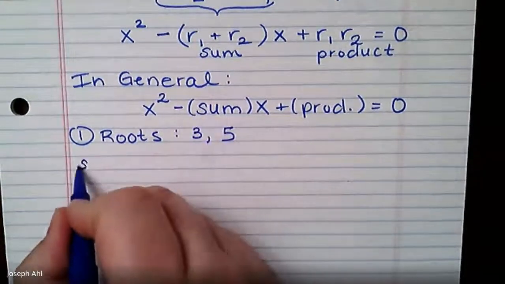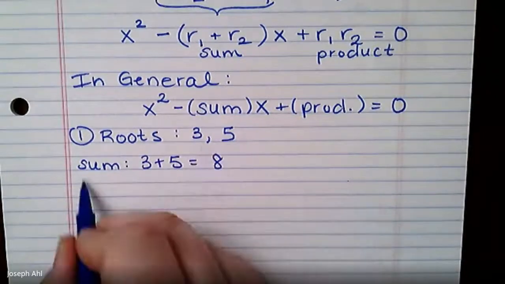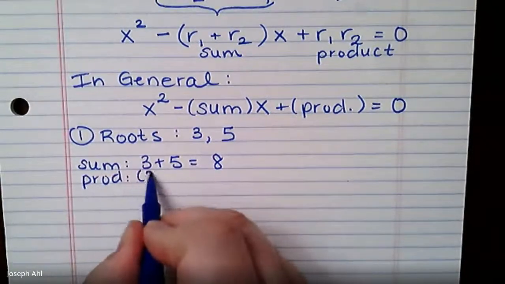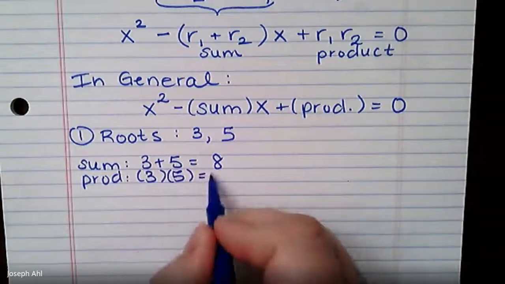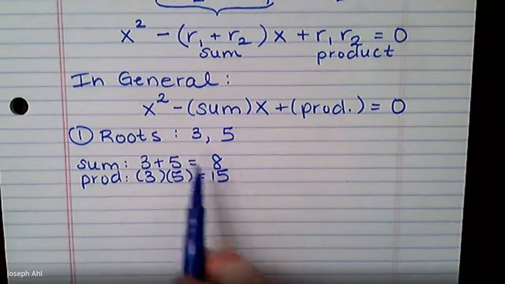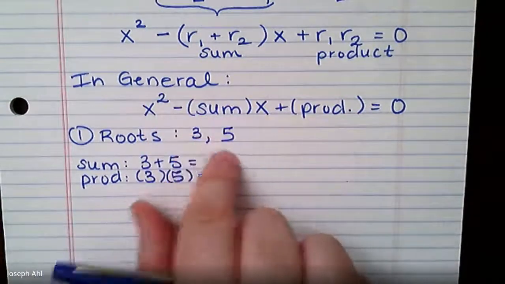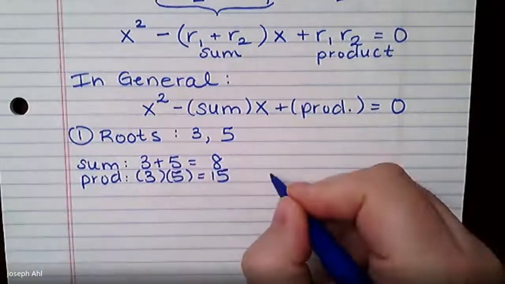Well, if I really quickly off to the side find the sum of the roots, 3 plus 5, that's 8. And also find the product of the roots, 3 times 5, which is 15. What I'm saying is that using the sum and the product there, we know what equation would generate these two roots right here. So it's going to be x squared.